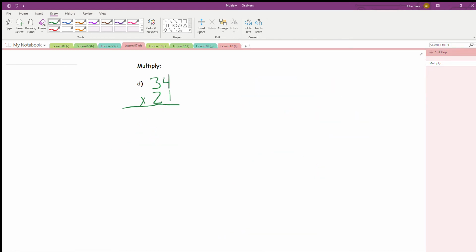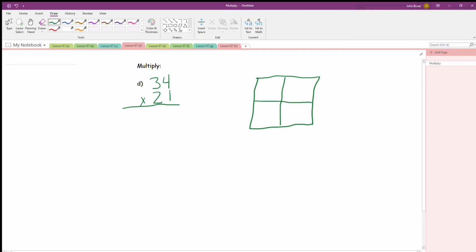Okay. Next problem is 34 times 21. We're going to draw our box for the area model. We're going to put 34 on top in expanded form, and we're going to put 21 on the side in expanded form. Then on the first box, we're going to do 20 times 30, which is 600. We're going to do 30 times 1 for this box, so that's 30. 20 times 4 for this box is 80, and then 1 times 4 for the last box. We're going to add these horizontally first.